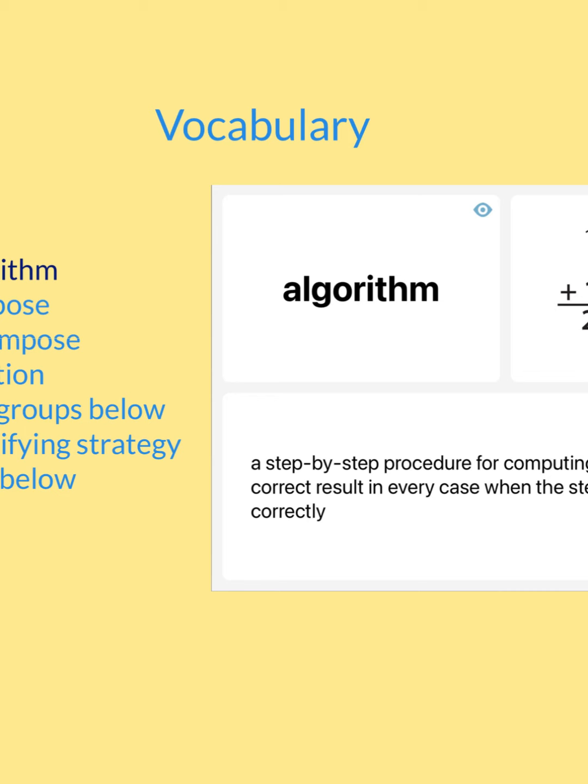Our first vocab word is algorithm, which means a step-by-step procedure for computing that gives the correct result in every case when the steps are carried out correctly. So our first example is 35 plus 165.